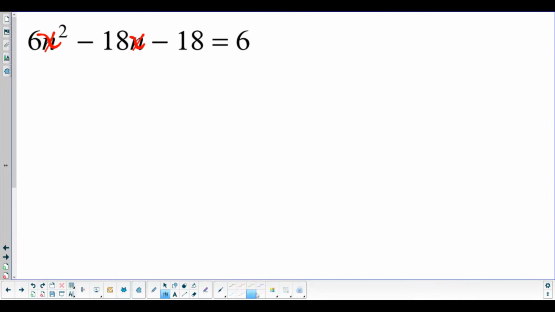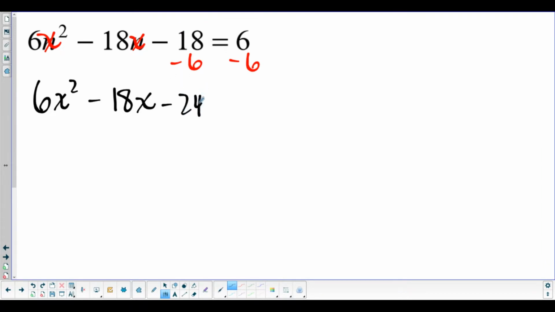Well, first thing, kind of like the last problem, I see that it's not equal to 0, it's equal to 6 in this case. So I just need to subtract 6 from both sides first. Just one little trick that we're going to throw at you, which means that we have x squared minus 18x, and then negative 18 minus 6 is negative 24, and that equals 0. Okay, so we're going to basically factor this the same way.